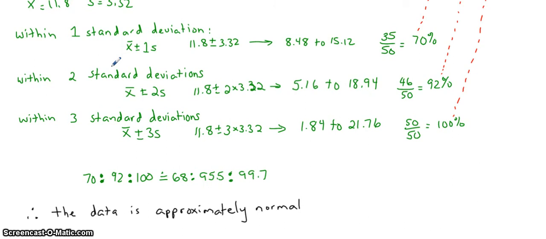So that's the process that you need to take to determine whether a set of data is normal.